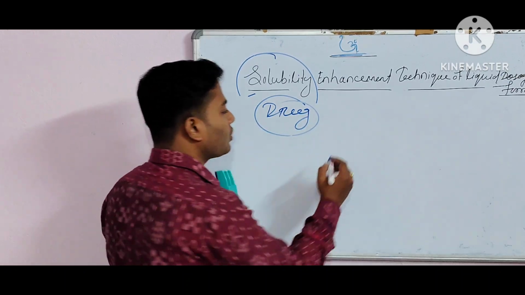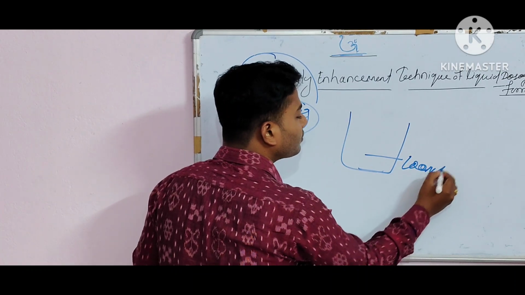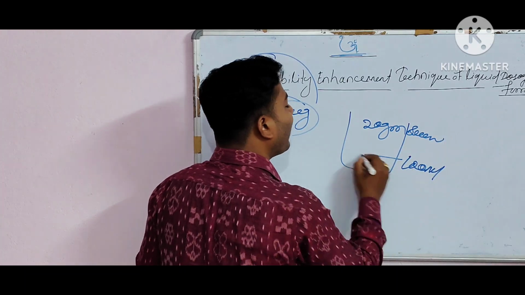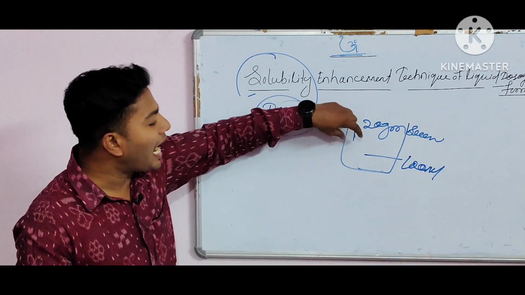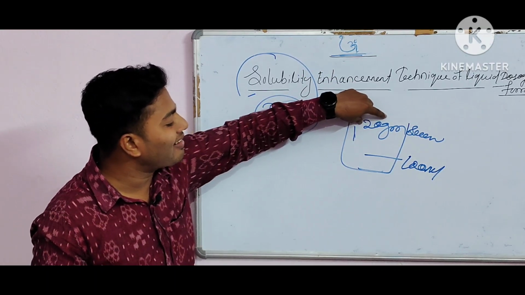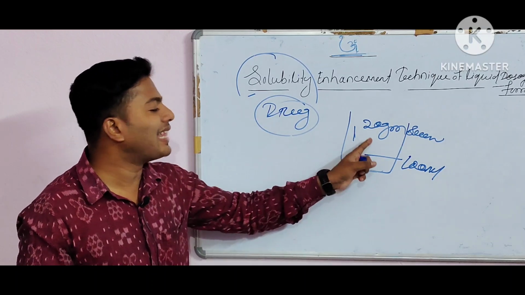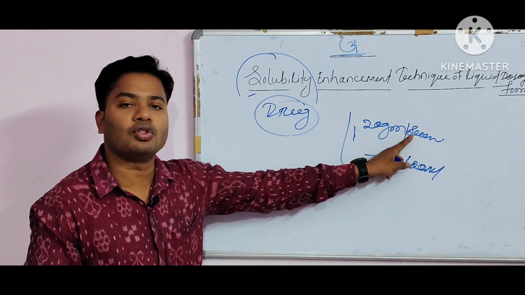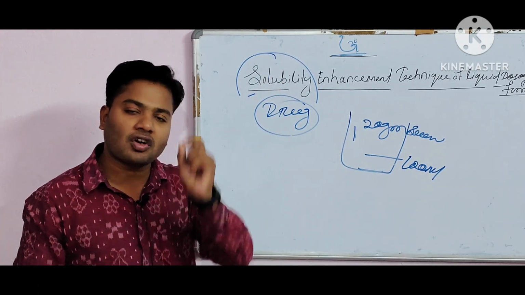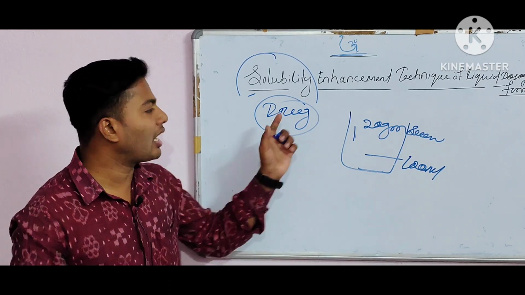As an example, suppose in this beaker you take 100 ml water and 20 gram of sucrose, and stir thoroughly. After some time you will notice all the sucrose particles are completely dissolved in this medium. At that time you can say, yes, that is the solubility of sucrose in the solvent. So drug solubility means the amount of drug dissolved in the solvent. Clear?